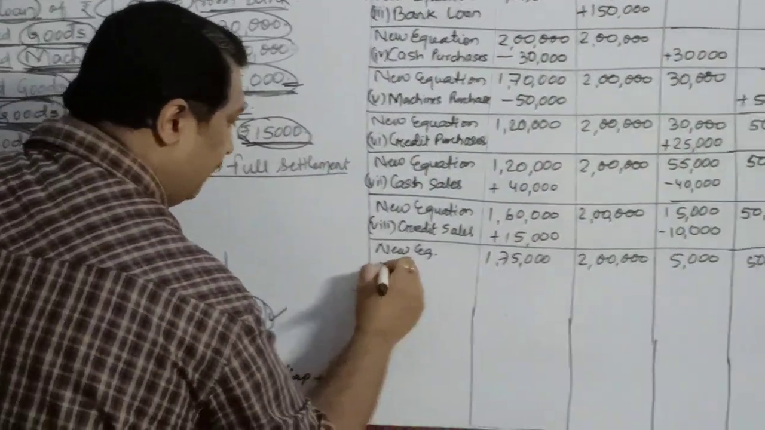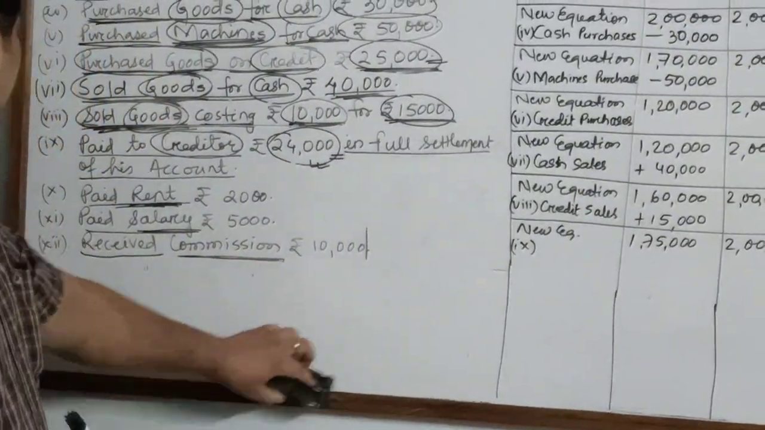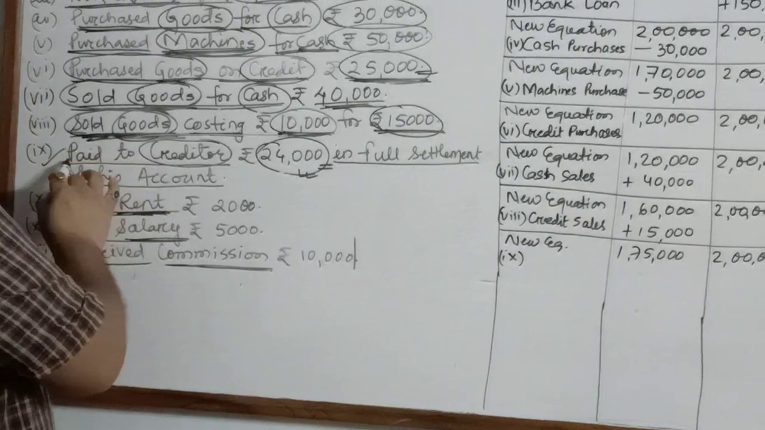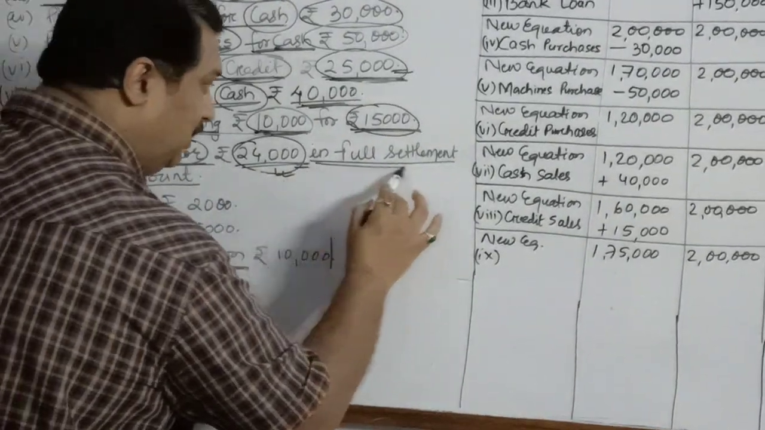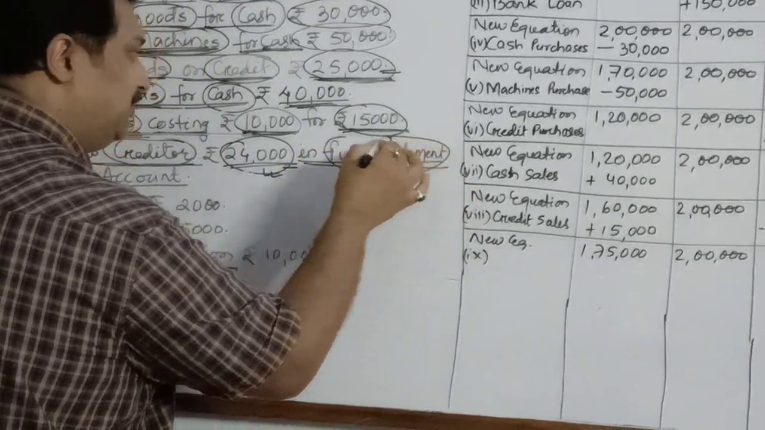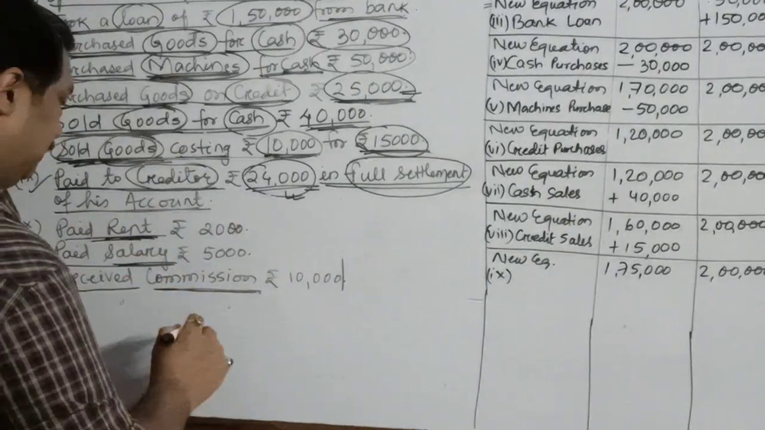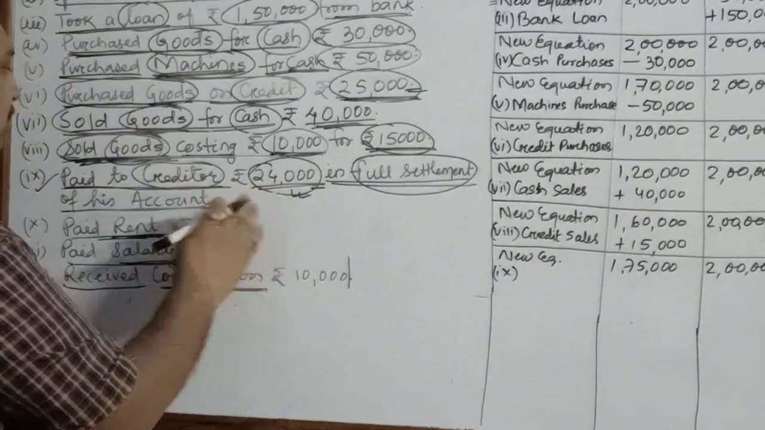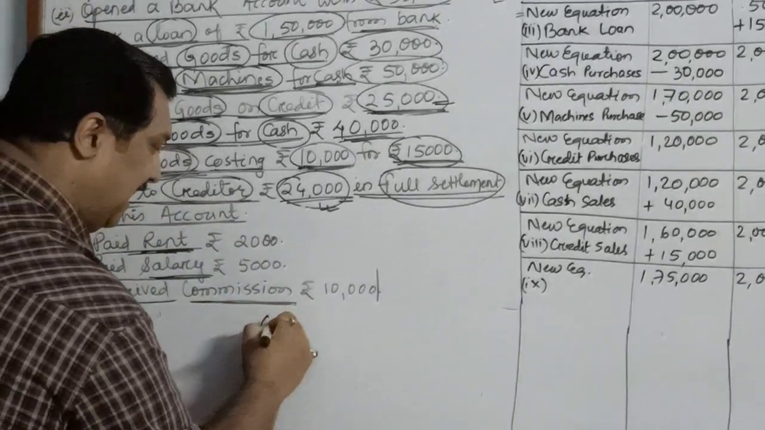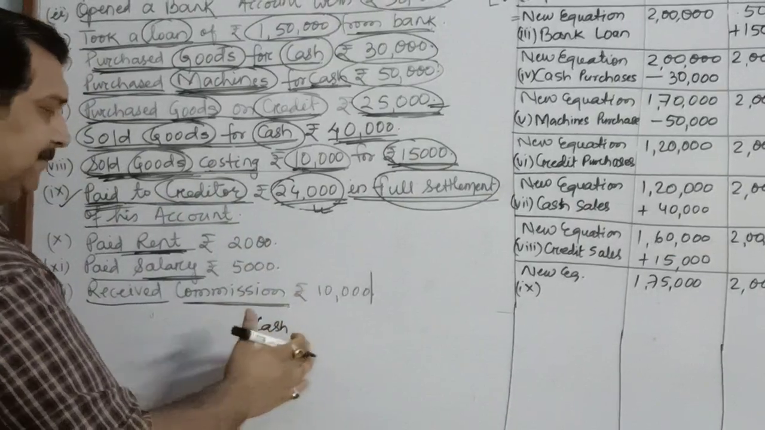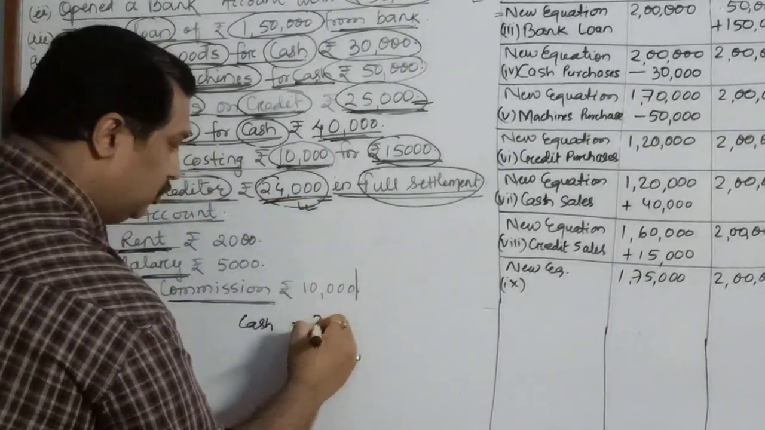Now transaction number 9. Please read it. Transaction number 9 says paid to creditors rupees 24,000 in full settlement. As soon as you see full settlement, that means there is a discount. So what are the accounts involved over here? We are paying creditors in cash, since nothing is mentioned. So cash will decrease. How much are we paying? 24,000.